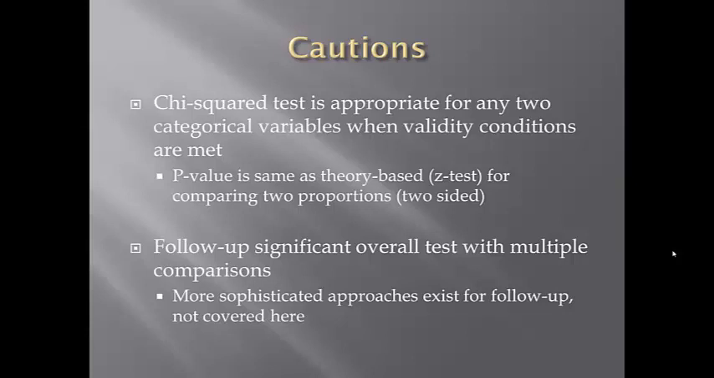Finally, when you receive a significant overall test, that is, the chi-squared statistic is large enough so that you can reject the null hypothesis, you should follow up with individual group comparisons. More sophisticated approaches do exist for that follow-up than the one that we show you here, but this basic approach of taking each group and comparing it to each other group using something like a 95% confidence interval is a first look at which groups are significantly different than which others.